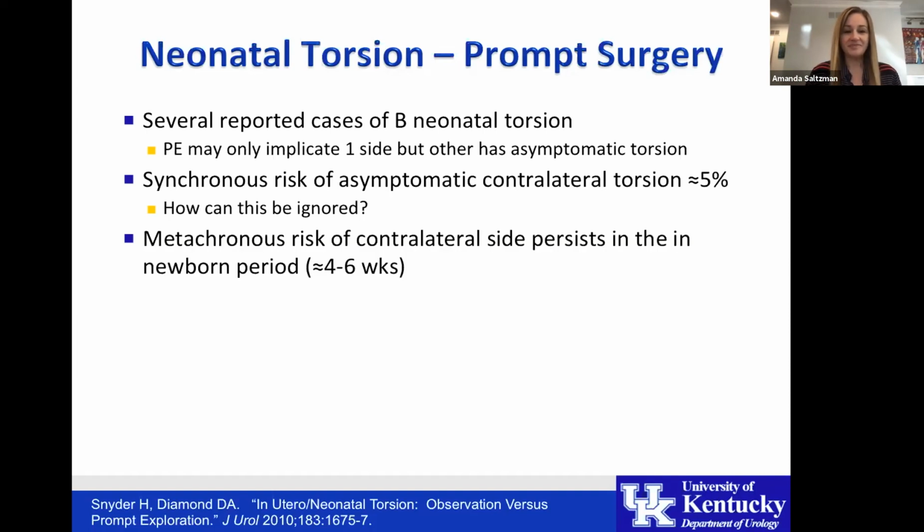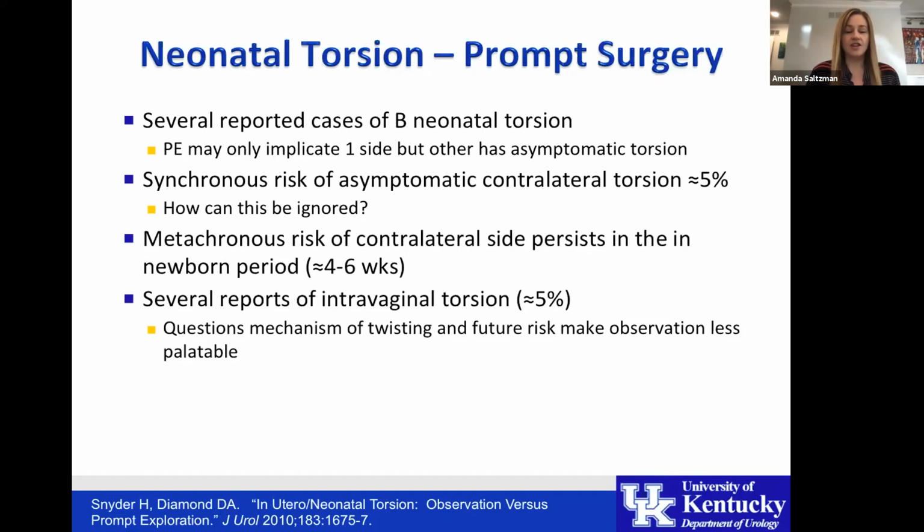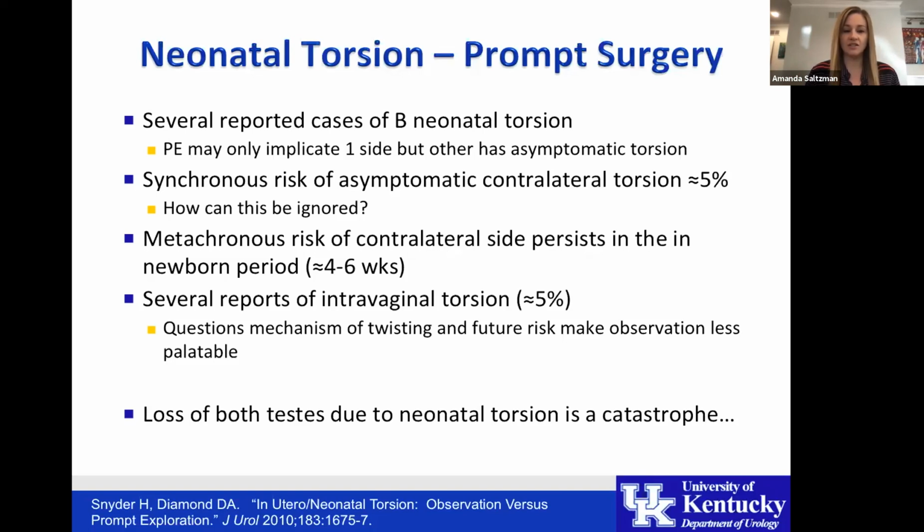Okay. And then there is also a metachronous risk of contralateral torsion in the newborn period, in the first 4 to 8 weeks, 4 to 6 weeks of life. And then there are some reports that question whether it is actually extravaginal torsion, or whether some patients can have an intravaginal torsion. So if the mechanism is unclear, and there may be cases where the other side may be affected, just like a postpubertal patient where you dupex the other side, period, end of story. Why would you not do that for a neonate? And most importantly, this centers around the fact that the loss of both testicles due to neonatal torsion is an absolute catastrophe.